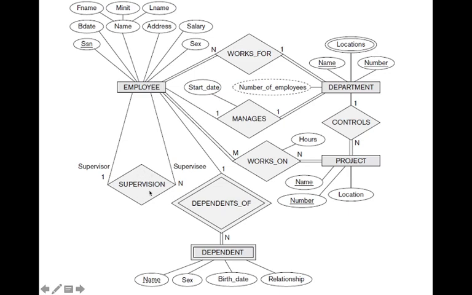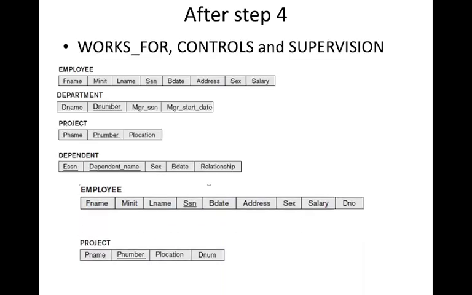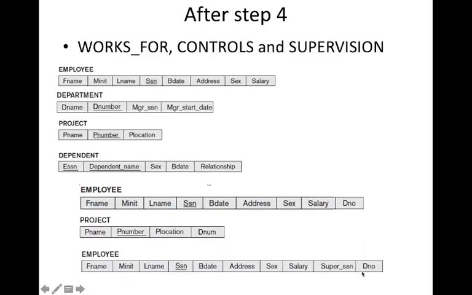Here, since it is supervision, we can make it as a supervisor SSN. We can make it Super SSN. So that is what we do in this step. So Super SSN is included as another attribute. So the employee table will become, we'll add one more attribute, that is Super SSN. Super SSN is a foreign key, and that foreign key refers to the SSN of that table itself.